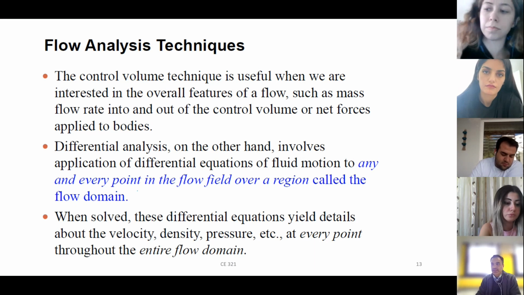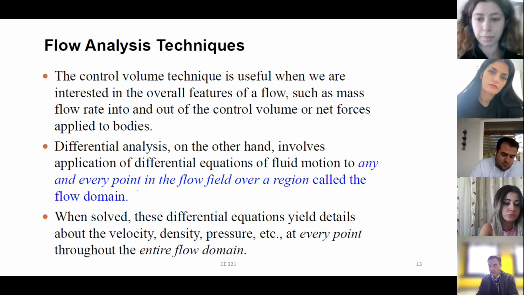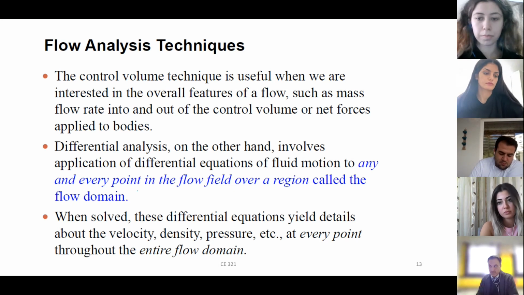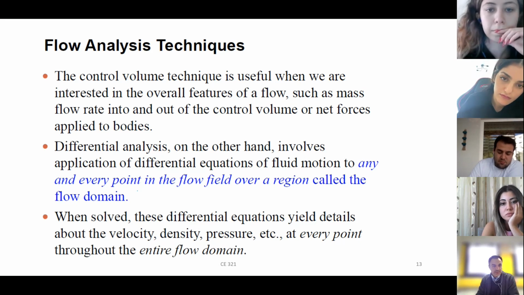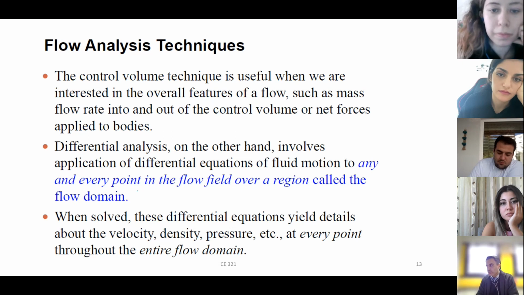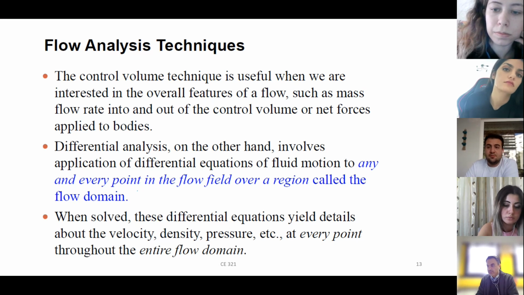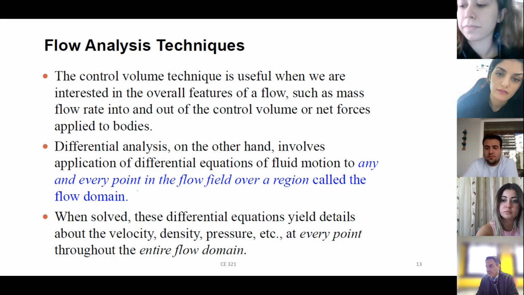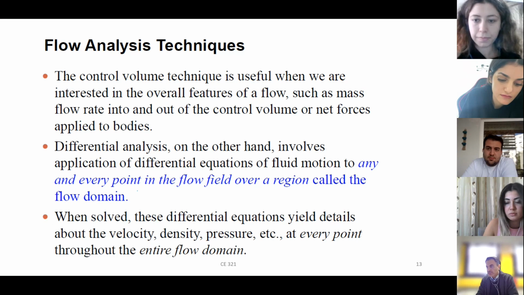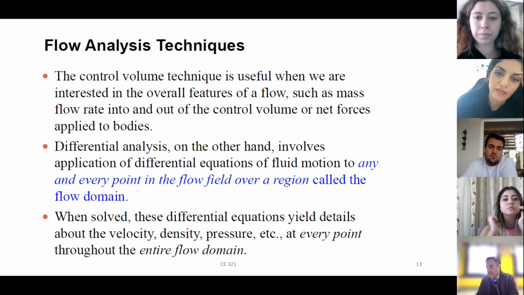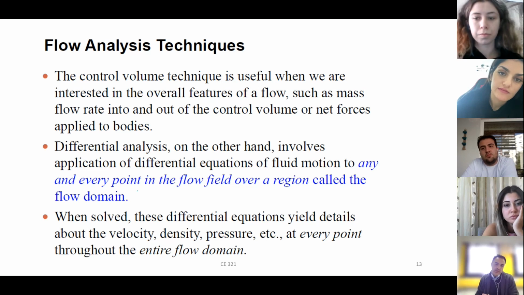So here I can summarize that the control volume technique is useful when we are interested in the overall features of a flow, such as mass flow rate. Mass flow rate, you remember in hydrology I talked about it, is called flux. Mass flow rate into and out of the control volume, or net forces applied to the bodies. Differential analysis, on the other hand, involves application of differential equations of fluid motion to any and every point in the flow field over a region called the flow domain, okay? And when solved, these differential equations yield detail about the velocity, density, pressure, etc. at every point throughout the entire flow domain. Okay, we accept this.